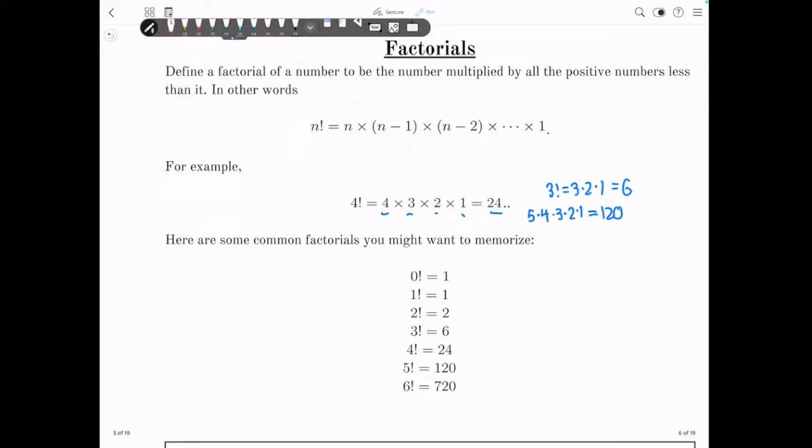So here's some other common factorials you might want to memorize. 0 factorial is 1. And I know this might seem strange at first, but it's an exception to the factorial, so you might just want to memorize this. And again, 1 factorial is obviously 1. 2 factorial will be 2 times 1 factorial, which is 2. 3 factorial will be 3 times the value of 2 factorial, which is going to be 6. And 4 factorial, as we calculated here, is going to be 4 times the value of 3 factorial, which is 24. And 5 factorial is 120. And 6 factorial will just be 6 times the value of 5 factorial. So it will be 720.